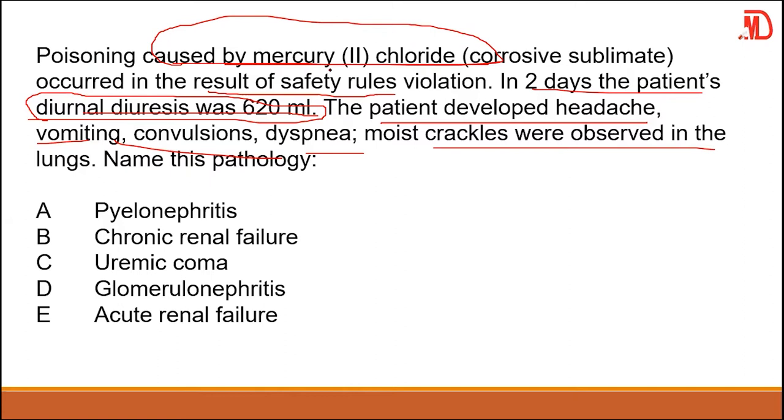Why? One, the poisoning. Two, the diuresis is quite low. And again, if diuresis is quite low, don't forget, that means that waste substances will not be excreted, because the kidney is damaged. And when waste substances are not excreted, the brain gets affected by the poisonous substances produced by the liver and meant for the kidney to get rid of, like ammonia. All of them get accumulated in the blood, and these can affect the brain to cause the convulsion and things like that. That's what we are looking at: acute renal failure. So your answer is E.